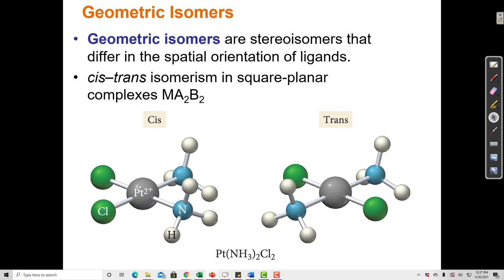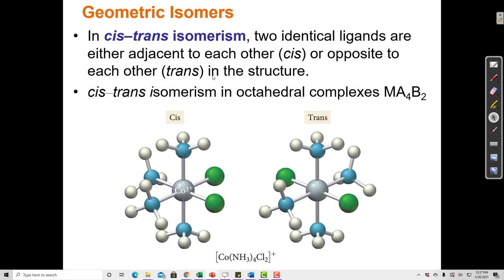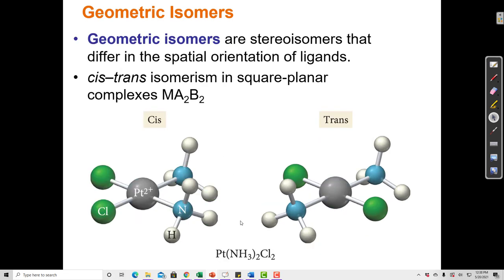It's going to give us a different melting point, different solubilities. These will have different properties in their different compounds. We call this one cis. They're cis when they are next to each other, and they're trans when they're across from each other. So in cis-trans isomerization, two identical ligands are either adjacent to each other or opposite to each other in the structure. So again, we can see that here in a square planar structure. The chlorines are next to each other at 90 degrees, or the chlorines are apart from each other at 180.